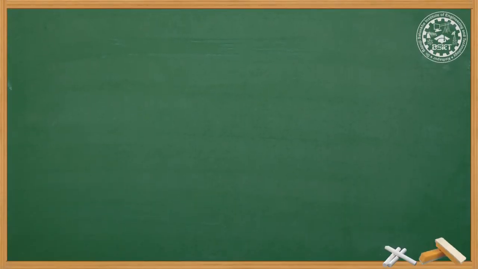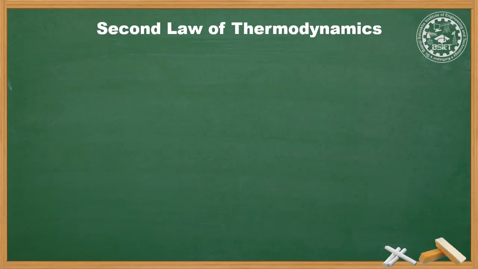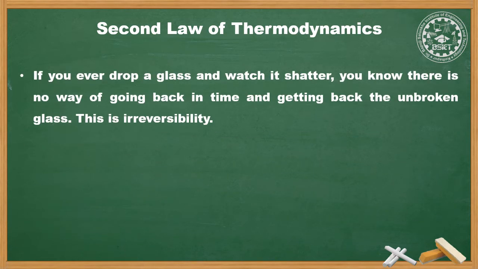To overcome the limitations of first law, there is the second law of thermodynamics. To understand the second law of thermodynamics, consider this example: if you ever drop a glass and watch it shatter, you know there is no way of going back in time and getting back the unbroken glass. This is called irreversibility.